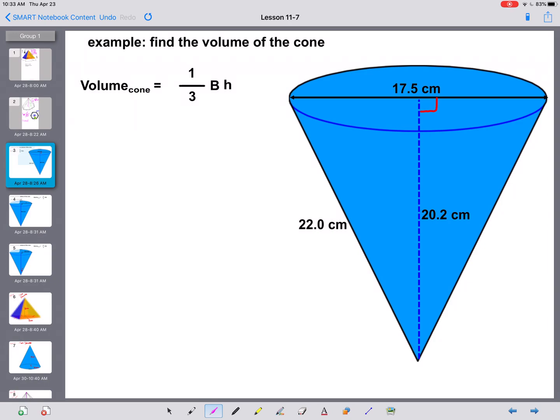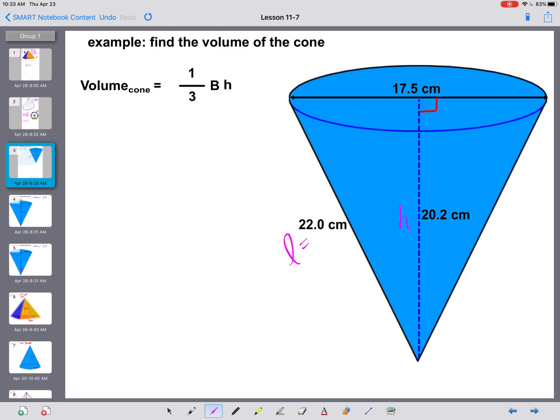Here we go. Now, notice what I gave you here. I gave you 2 different heights. I gave you the slant height out here. I also gave you the height right down the middle. Which one do we use? Yeah, the one right down the middle.